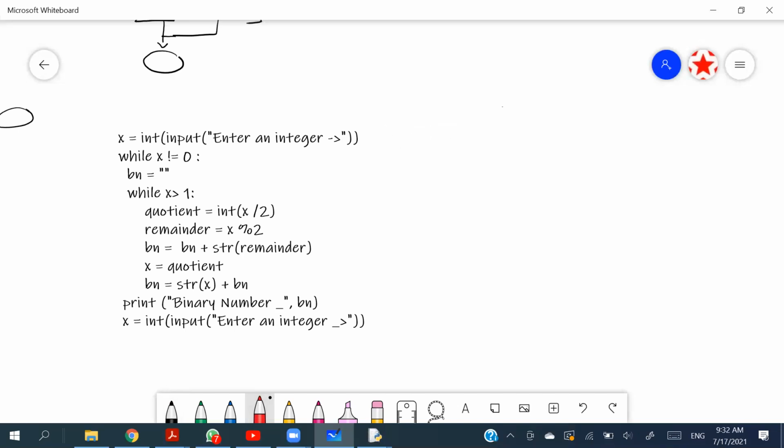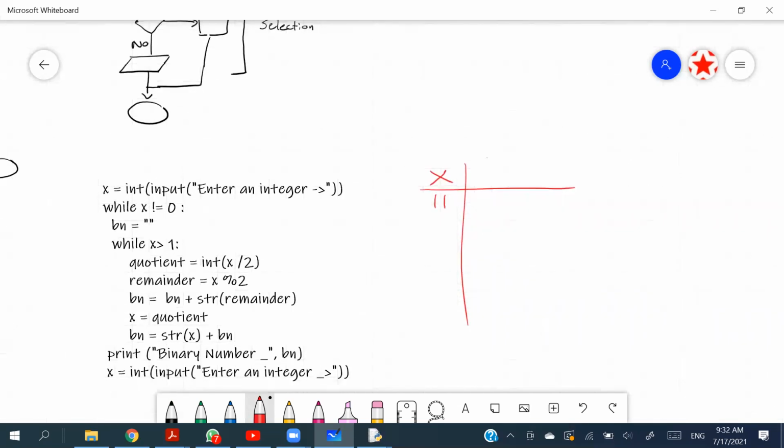So let's assume x is given as 11. So from the very first one, x is given as 11, right? So here we go. So it's the first while, it is asking whether x is not equal to 0. So x is not equal to 0, it is 11, right? So then they say equal an empty space to bn. So bn is going to be a string variable. To indicate the empty space, I'm going to put an underscore.